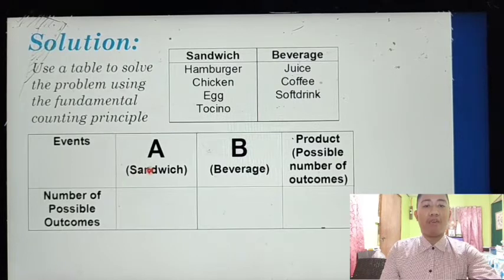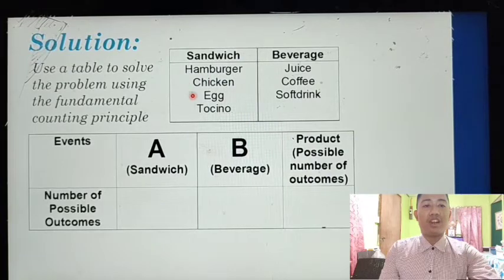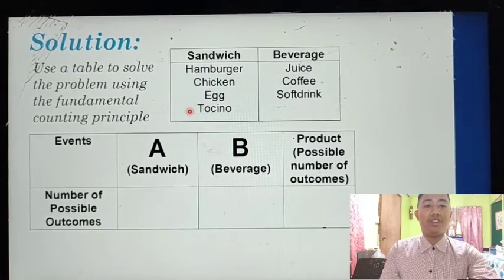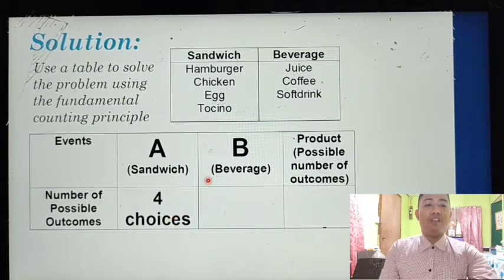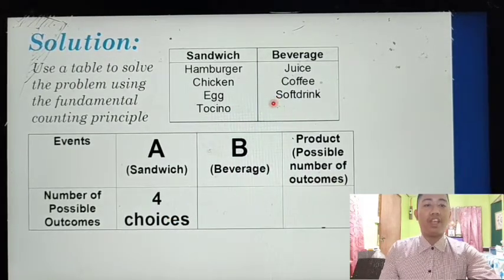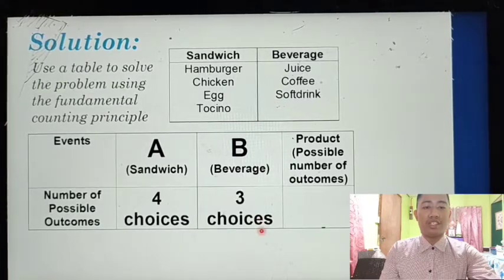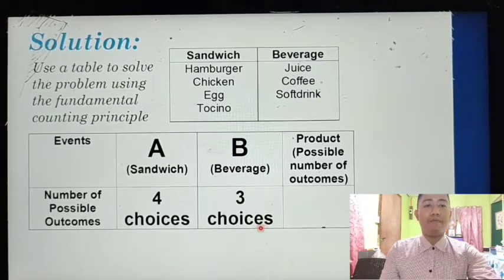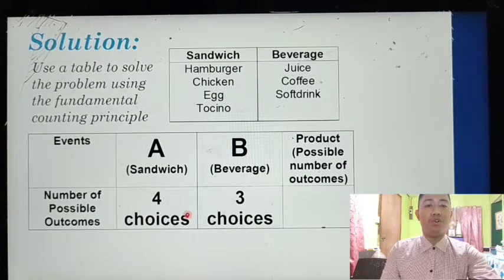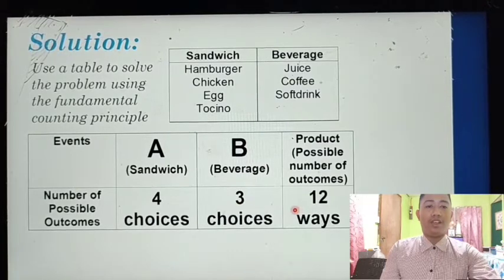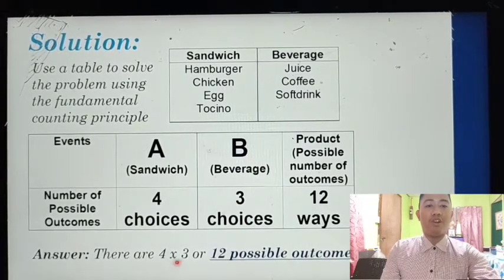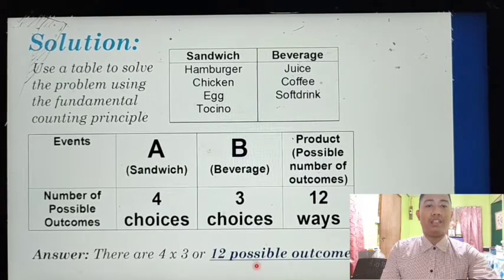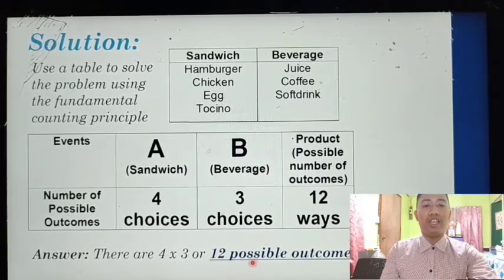let us start with letter A, which is sandwich. We all know that there are only four choices of sandwiches. We have the hamburger, the chicken, the egg, and tocino. So there are four choices. For the beverages, we have the juice, the coffee, and the soft drink. So there are three choices. So to find the possible number of outcomes using the fundamental counting principle, we get the product of these two choices in every event. So we have 4 times 3, so we get 12 ways. Therefore, there are 4 times 3 or 12 possible outcomes, and that is the final answer to the given problem.